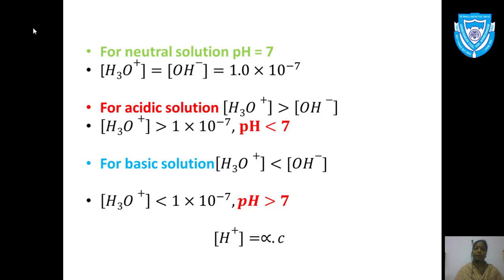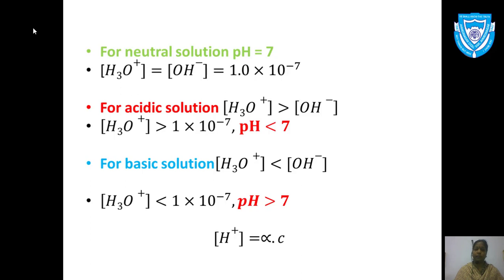So for the acidic solution, the H3O plus ion concentration is greater than the concentration of OH minus ion, and the H3O plus ion concentration for the acidic solution is greater than 10 raised to minus 7. Hence the log becomes opposite, that is pH is less than 7. If H3O plus ion concentration is greater than 10 raised to minus 7, the pH becomes less than 7.